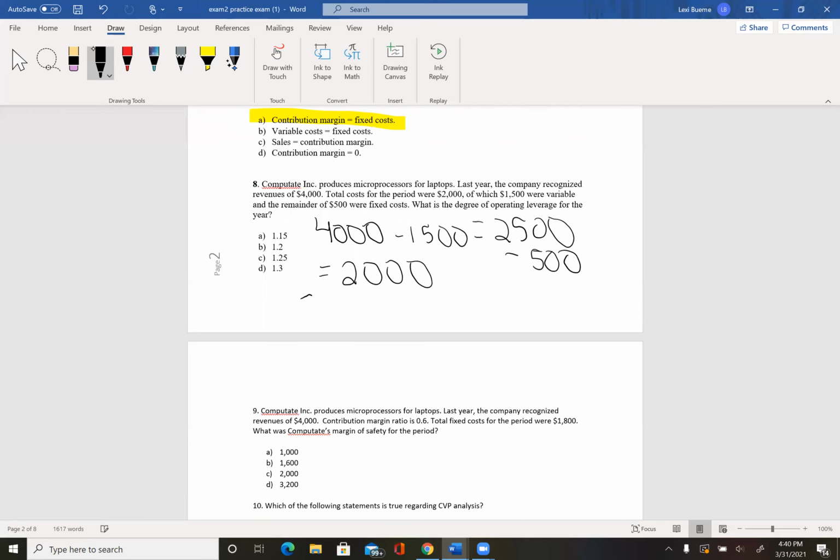And then you're going to take your 2,500 that you found with the sales minus the variable and divide it by the 2,000 that we just found. And that gives you 1.25. That's going to be C.